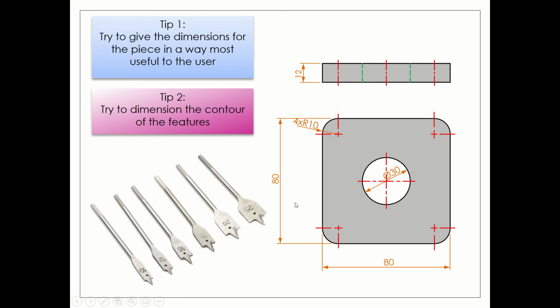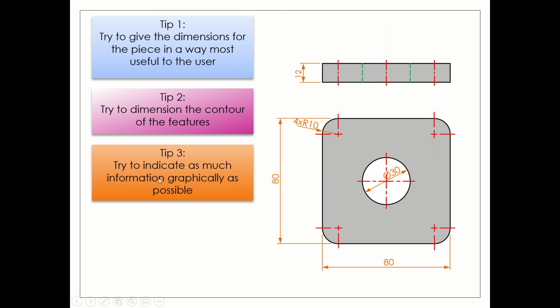We have one other tip then as well, which is to try and indicate as much information graphically as possible. And there is one thing that isn't mentioned on this, which is the center of this circle here. At the moment, we are assuming that it is centered on the piece. It may or it may not be. Now you could go and put some dimensions there to indicate that it is in the middle. Or what you could do is take these center lines here and extend them out past the size of the object. So anyone reading that drawing would know that those lines should only stop just outside the actual feature. The only reason they would have to be extended out like that would be if they're actually indicating that it's centered on the piece.